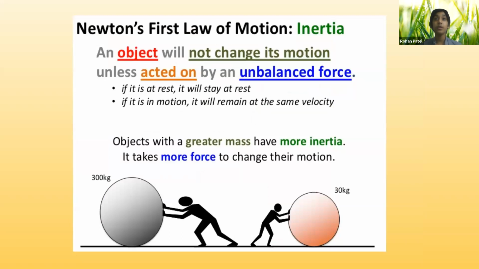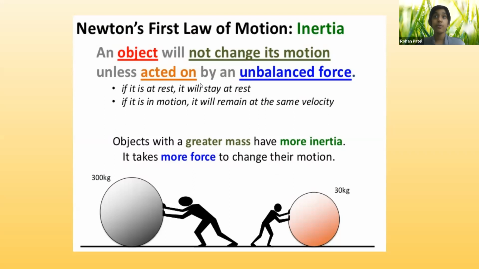Inertia. So an object will not change its motion unless acted upon by an unbalanced force. If it's at rest, it will stay at rest. If it's in motion, it will remain at the same velocity in the same direction. Objects with a greater mass have more inertia. It takes more force to change their motion. For example, our 300 kilogram rock over here has more inertia than our 30 kilogram rock.